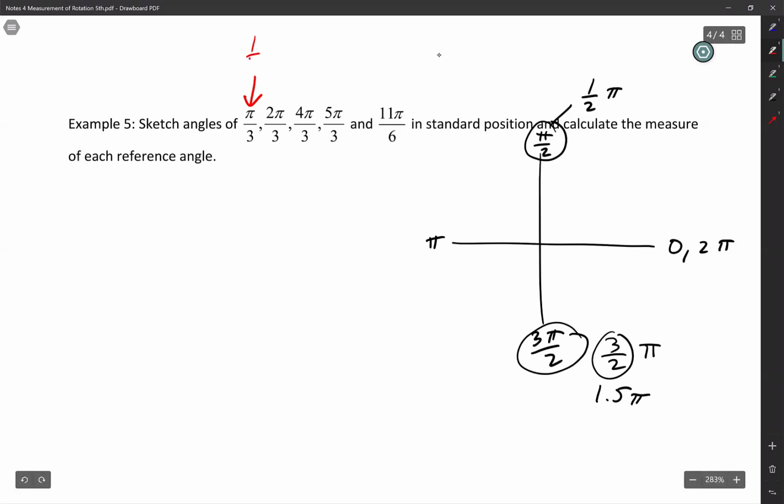Think of that as saying 1/3 of pi. Well, 1/3 of pi is 1/3 smaller than a half, or is it 1/3 bigger than a half?